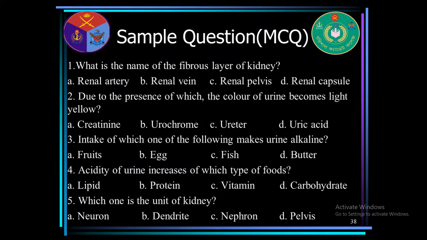Number 3, intake of which one of the following makes urine alkaline? Fruits, egg, fish, butter. Answer is A, fruits. Acidity of urine increases with which type of foods? Lipid, protein, vitamin, carbohydrate. Answer is B, that is protein. Which one is the unit of the kidney? Neuron, dendrite, nephron, pelvis. Answer is C, nephron.